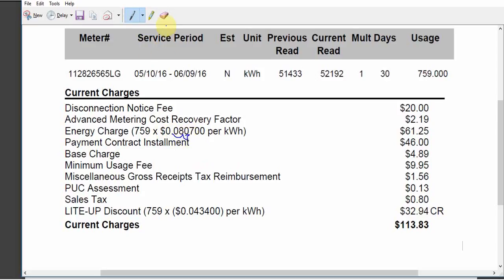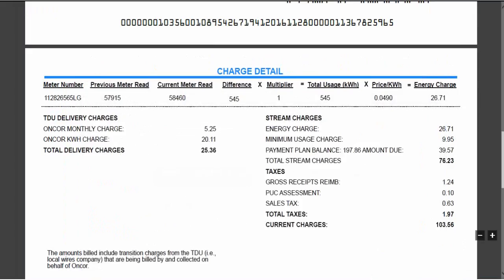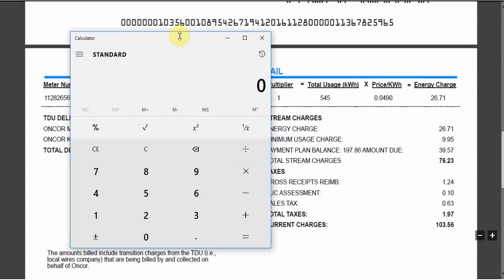Yes, you're going to move that over twice to the left. So that's 1, that's 2. Your point is going to go right here. So that's going to make that 8.1 cents per kilowatt hour. And when you multiply that by 759 kilowatt hours usage, that gives you $61.25.